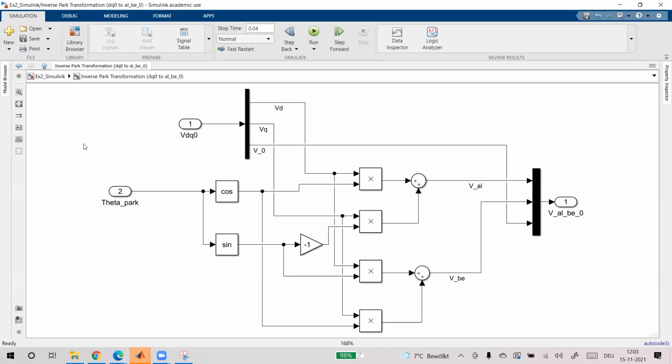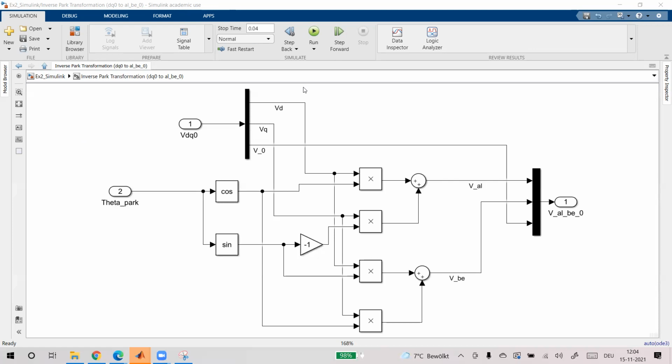Students in the Zoom meeting, are they doing it or have they done it? You can say yes or no. Almost done. Cool. Nice. So if you are done with the inverse Park, then you can do the inverse Clarke.